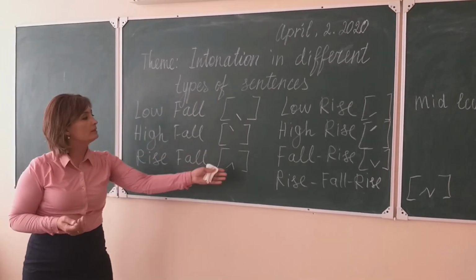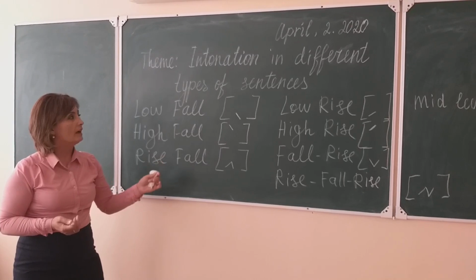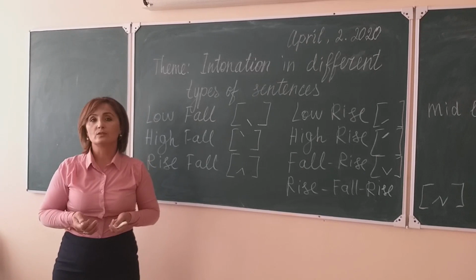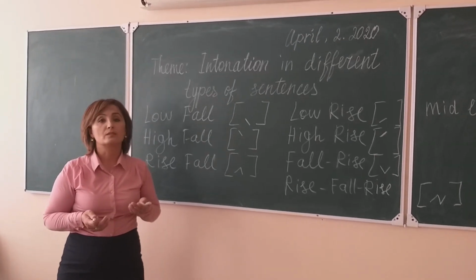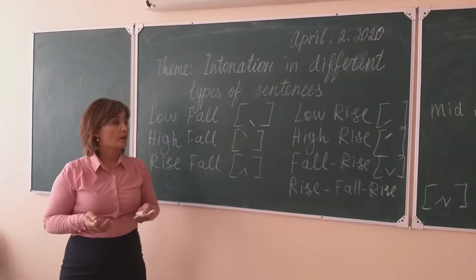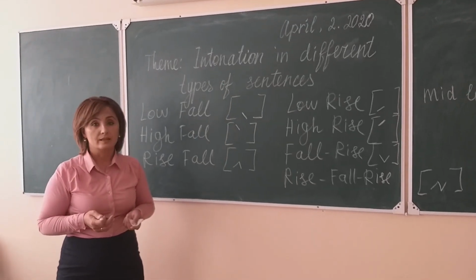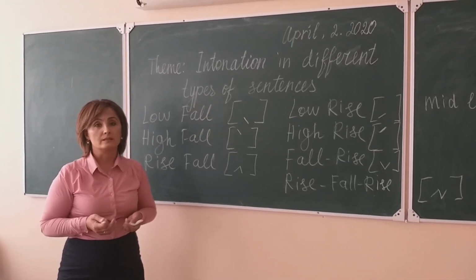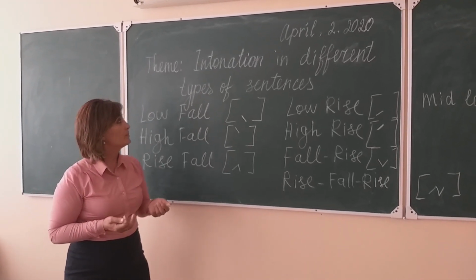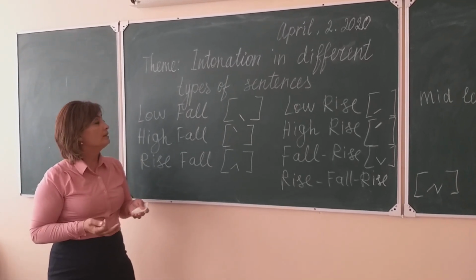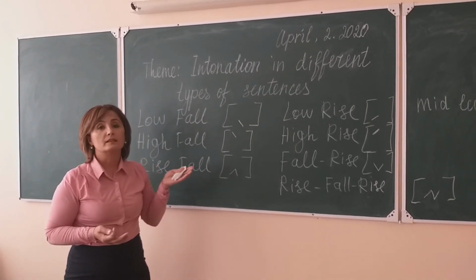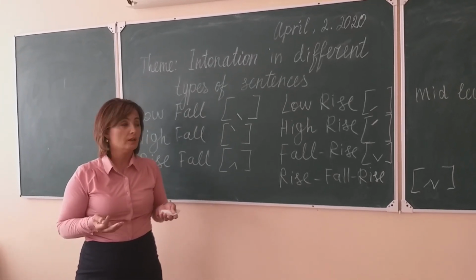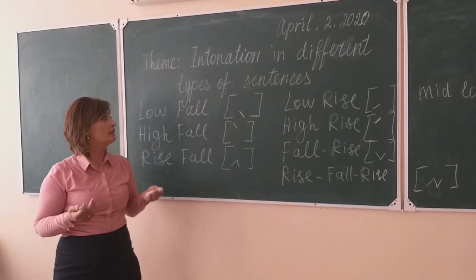Here we have written down the types of intonation, and as for the types of sentences, according to the purpose, three types of sentences are distinguished. The first one is the declarative sentence, the second one is the interrogative sentence, and the last one is the exclamatory sentence. And here we should speak about the intonation in the first one. Let's take the declarative sentence. Declarative sentences are also called affirmative sentences or statements. It is intonation in statements.